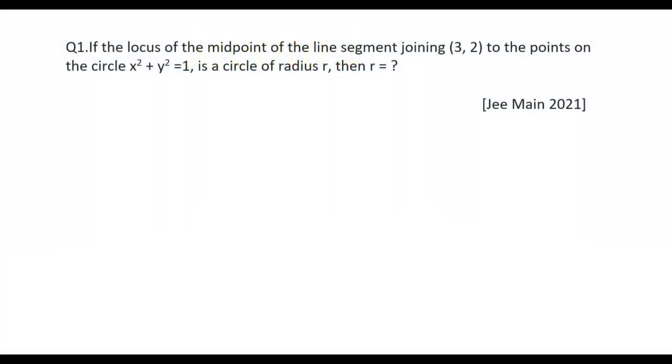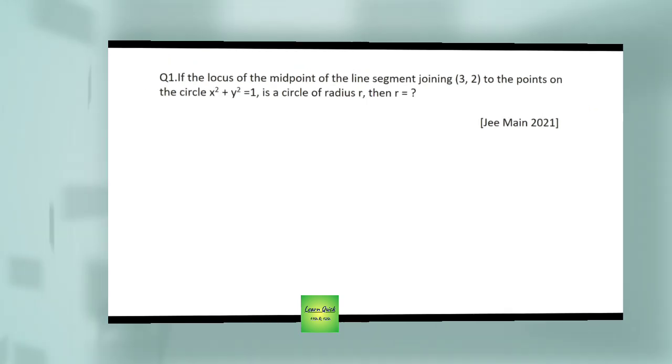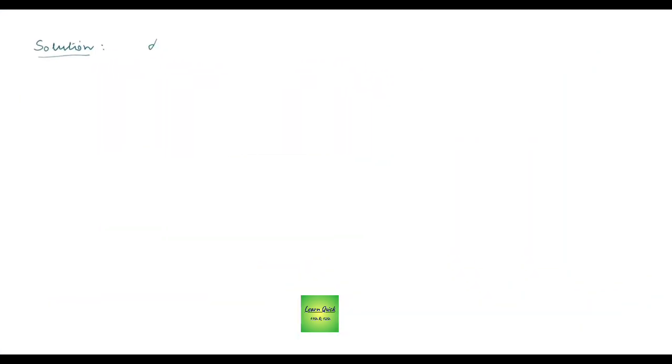Now, in the first question we see: if the locus of the midpoint of the line segment joining (3, 2) to the points on the circle x² + y² = 1 is a circle of radius r, what is r? So we start with point A given, which is (3, 2), and let's assume the point B as (x, y), which is any general point lying on the circle. And (h, k) is the point whose locus has to be found.